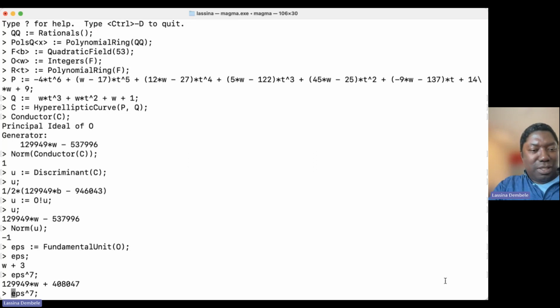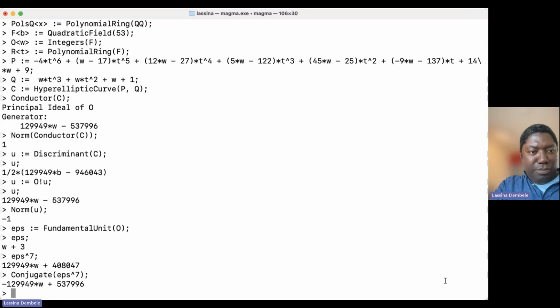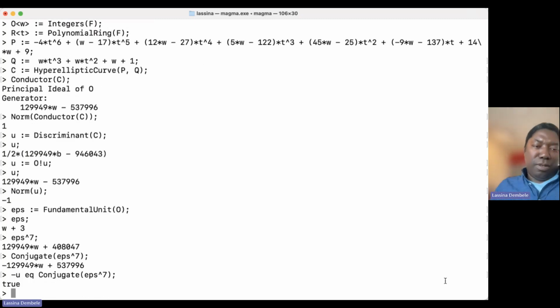Yeah, so this, you see, this is the conjugate. If I take the conjugate of this, you see, the conjugate of this is basically the opposite. So the conjugate of your fundamental unit to the power 7 is the discriminant. So this curve has everywhere good reduction.